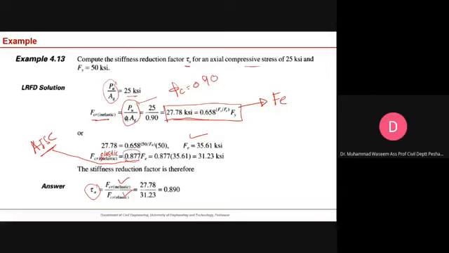Okay, so you will get this value. Once you know this elastic and inelastic critical stress, you just take the ratio of these two and you will get this star value, okay? Or you can get this value from the table as well, but you can compute it analytically as well, okay?